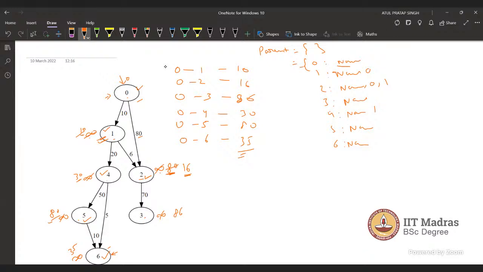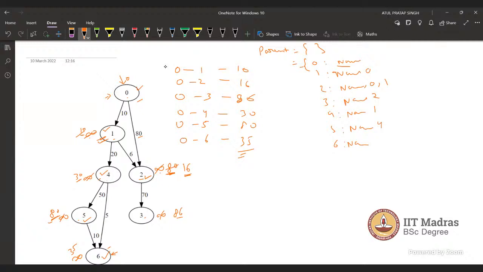So we are updating the weight of the third. Now this is 86, and we are getting this 86 from 2. We assign that the parent of this 3 is 2. Same after that we will select this node 4, and we can move to 5 and 6. So we are updating this 5 weight, and this is 80, and we are getting this 80 from 4. So we will update the parent 4 here.